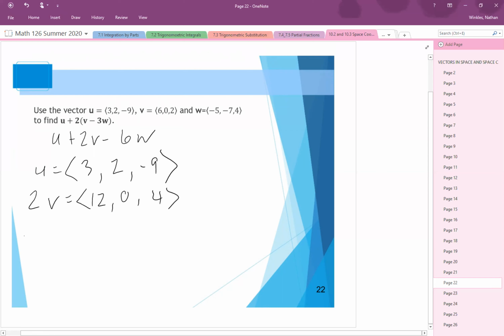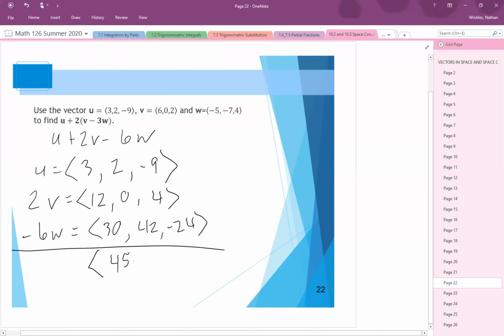And then minus 6w is 30, 42, negative 24. So now I'm going to combine all of these. So I'm going to get 45, 44, and negative 29. So just build them up. As soon as you find a minus, all of this turns into a plus on the outsides at that point.